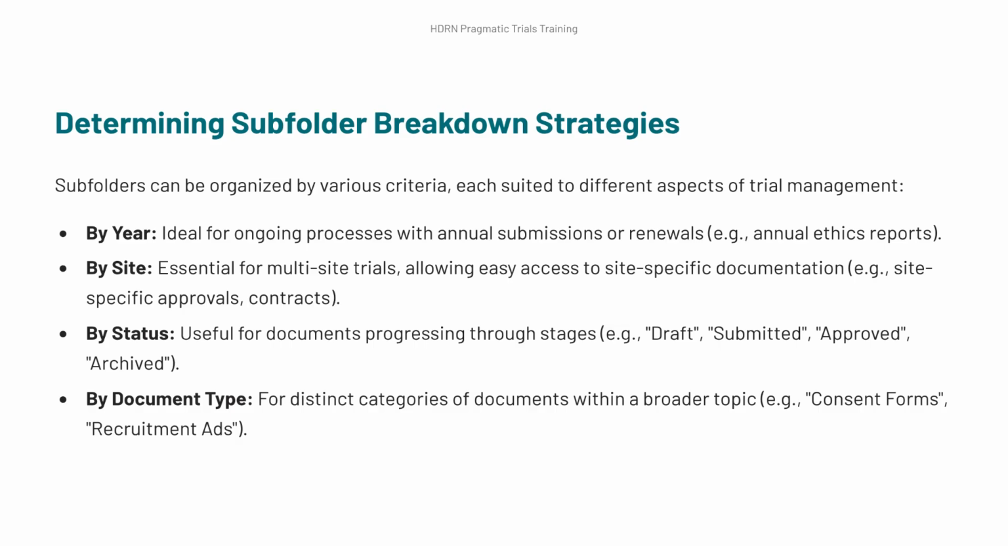Subfolders should be designed to reflect how work happens in a trial. You can organize them by year for ongoing processes like annual ethics renewals, by site in multi-site studies to keep documentation clearly separated, or by status to track documents as they move from draft to approval and archiving. In some cases, organizing by document type within a broader topic makes the most sense. The key is to choose a logic that supports retrieval, tracking, and oversight, rather than forcing teams to work around the folder structure.